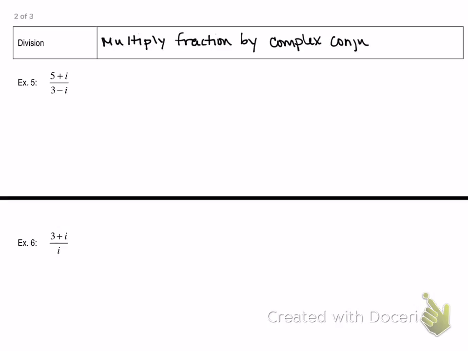And this is going to be the complex conjugate of the denominator. So we're going to multiply it by the complex conjugate of the denominator to eliminate the i's. So, for example 5, the complex conjugate of the denominator is 3 plus i. So we're going to multiply the top and bottom of the fraction by that.